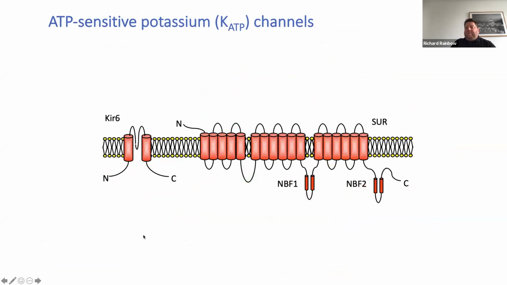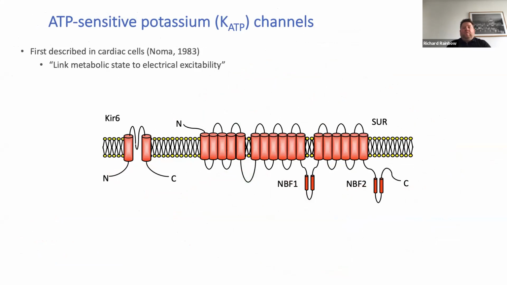So the ATP sensitive potassium channel is a bit of a unique channel in its family. It was first described back in 1983, and every paper ever since on KATP channels says something along the lines of they link metabolic state to electrical excitability. They are exactly as their name suggests, an ATP sensitive channel. Under normal physiological conditions of ATP, this channel should be shut.